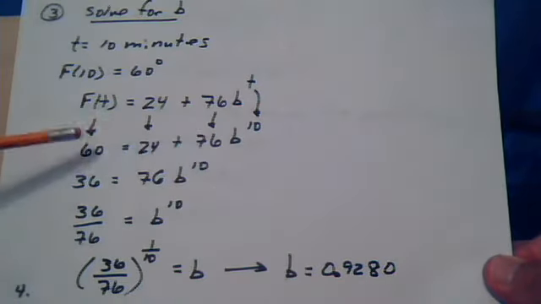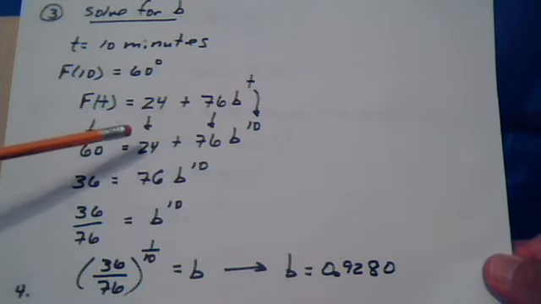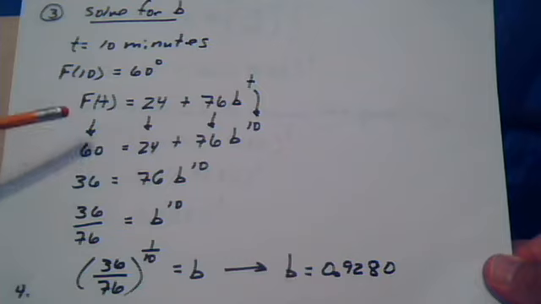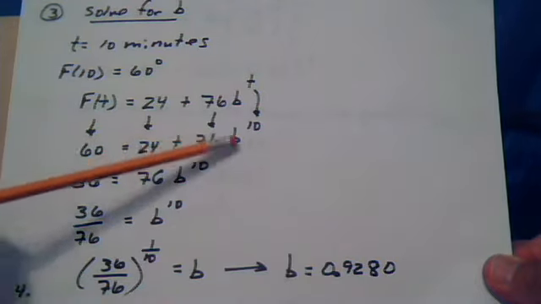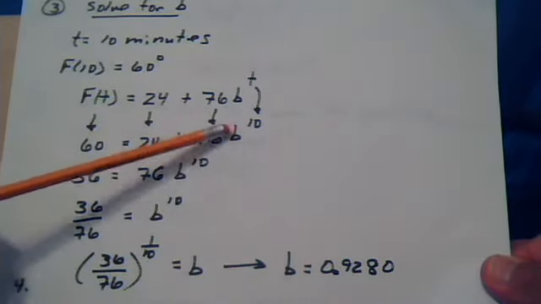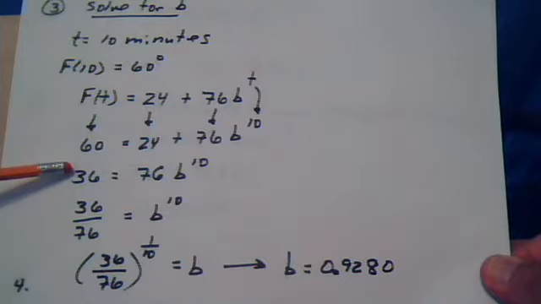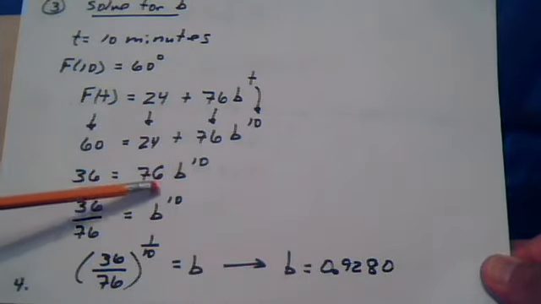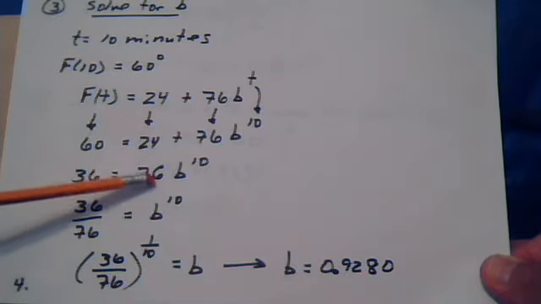So we need to move all these numbers away from the b, and we'll find out what the b is. So you move them one by one. So you move the 24 over by subtracting 24. So it's 60 minus 24 is 36. So this, after the 24 goes over, becomes this. Now we need to get this 76 over to the other side, so we divide both sides by 76. That cancels, 2, 1.